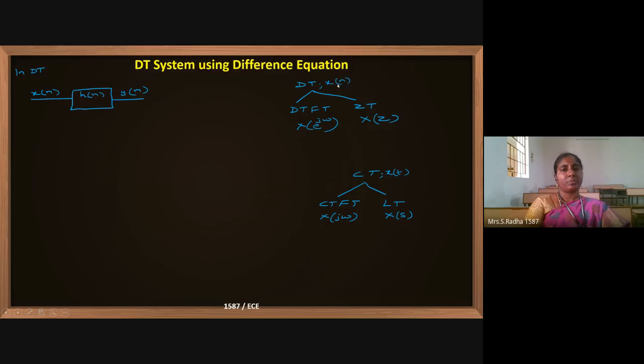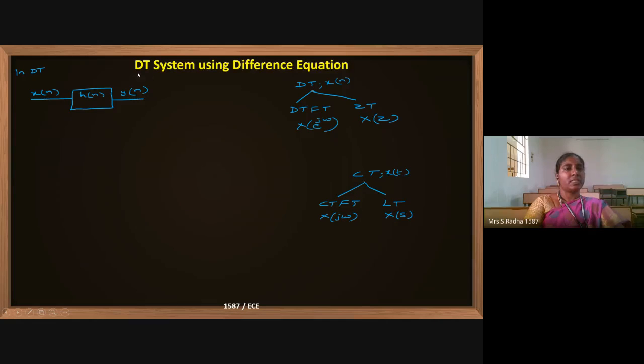This x of n is time domain. This X of z and X of e power j omega are frequency domain. For a continuous time signal x of t, we can apply the continuous time Fourier transform and Laplace transform. For x of t, we cannot apply the Z transform. For x of n, we cannot apply Laplace transform. Continuous time, we can apply only CTFT and Laplace transform. Discrete time, we can apply only DTFT and Z transform.